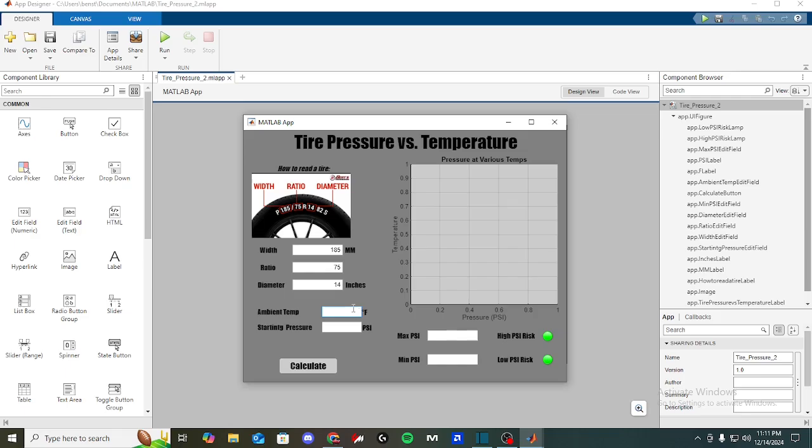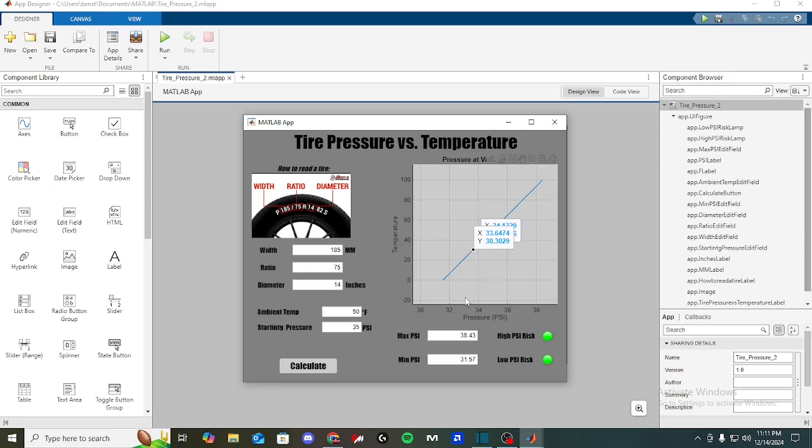And you would measure your ambient air temperature. So we'll say it's 50 degrees. And the pressure in the tires right now is 35. If we calculate that, we get a beautiful chart here. It's nice and linear for us, so we can read all values anywhere we want. Could read here, here, or here.